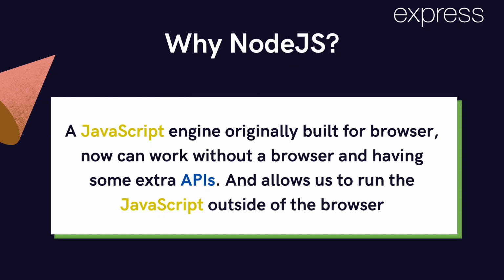Node.js is a JavaScript engine which was originally built for the browser, but now can work without a browser, having some extra APIs, which is known as Node.js, and it allows us to run JavaScript outside of the browser. It runs on Chrome's V8 engine that we know, and it executes the JavaScript code outside of the browser, which helps us to use the Node.js APIs with other libraries as well.